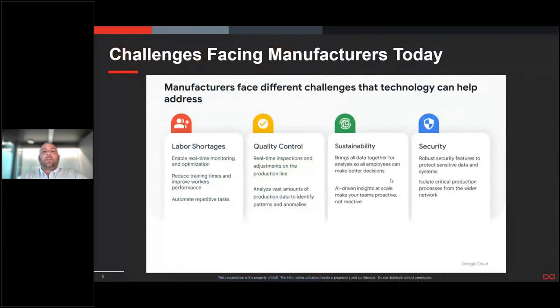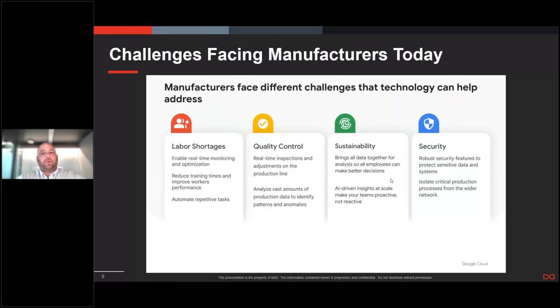Okay. So manufacturers today face several challenges that modern technology, particularly cloud, edge computing, and generative AI, can help address. First, many manufacturing sectors are experiencing significant labor shortages. Edge computing can enable real-time monitoring and optimization of manufacturing processes, reducing the need for manual intervention.